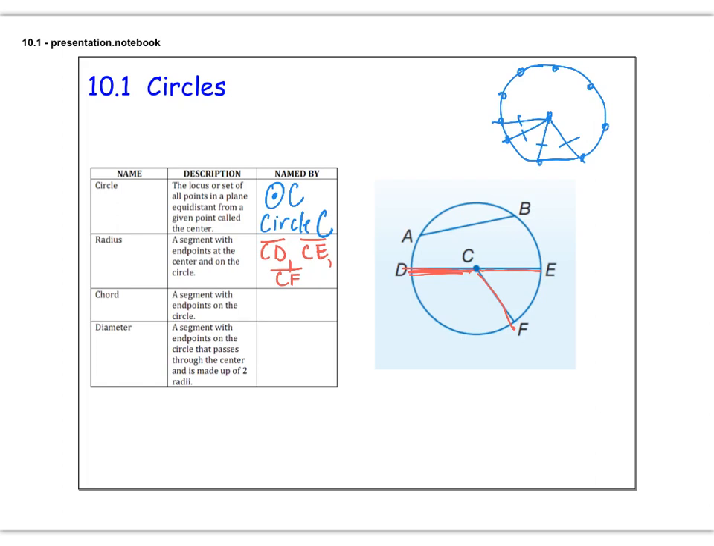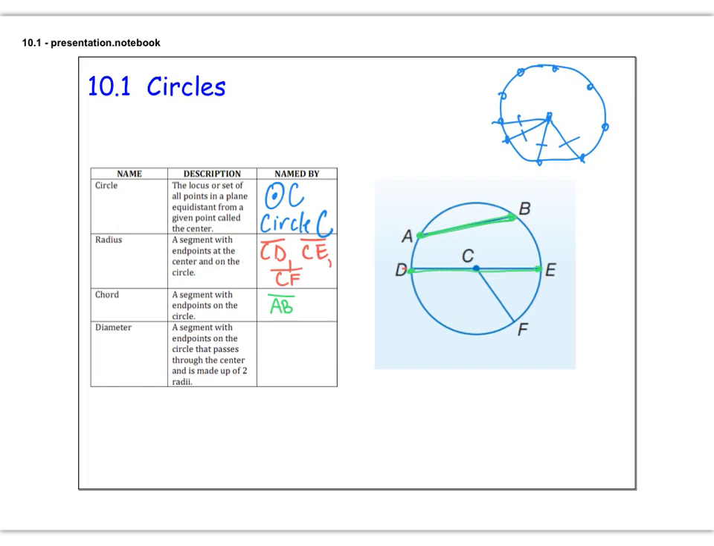A chord. A chord is a segment with endpoints on the circle. So if I was going to use our picture here, I'll just erase my markings. A chord is going to go from one side of the circle to the other side of the circle, but it does not have to go through the center. So an example of a chord in our picture here would be segment AB. This is a chord. It goes from one point on the circle to another point on the circle. Now DE does that as well. It starts at one point on the circle and goes to another point on the circle.